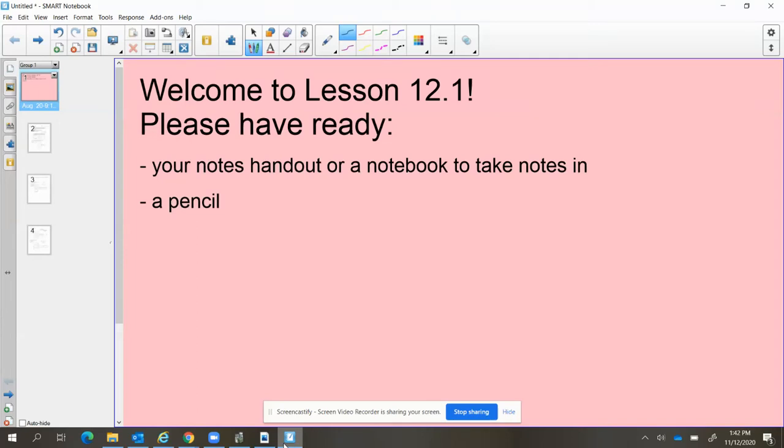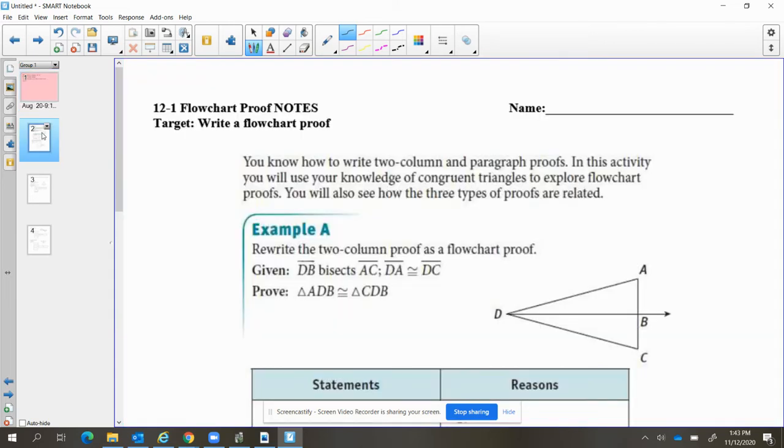Today we are going to start talking about a different kind of proof beside our two-column proof. And you're going to want to use the notes handout provided in Google Classroom, and you're going to want a notebook to take notes in, since these are not coming from your book.